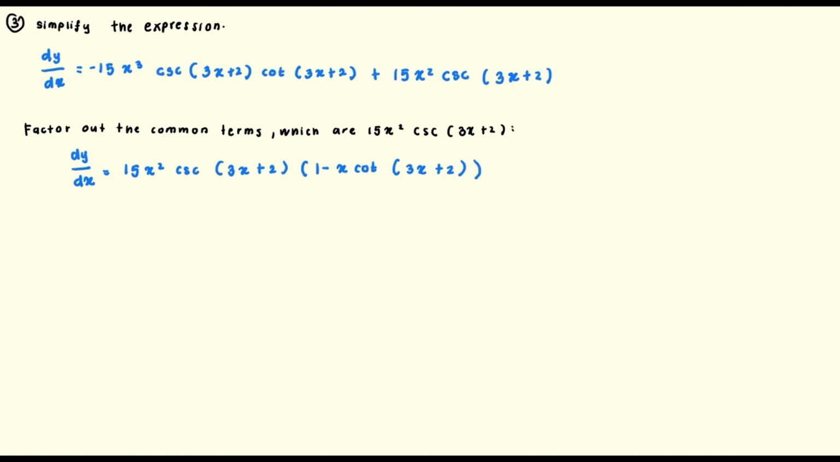Finally, to present a clean answer, we can factor out the greatest common divisor, which is 15x^2 cosecant 3x + 2. This leaves us with our final simplified answer, which is 15x^2 cosecant(3x + 2) times (1 - x cotangent(3x + 2)).